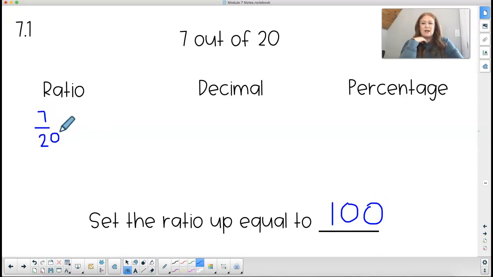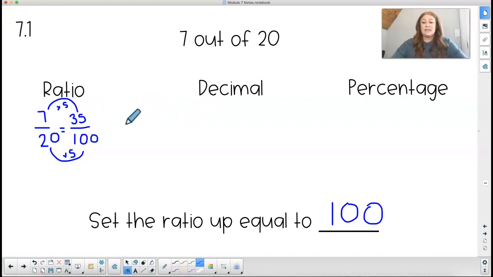So I notice this is not out of 100. So we need to set up that proportion and make it out of 100. I know that 20 is a factor of 100. 20, 40, 60, 80, 100. It went in there 5 times. So from here to here, I multiplied by 5. That means I need to do the same thing to keep it balanced. So 7 times 5 is 35. So here's my ratio. These are equal. They're equivalent. They're the same thing.